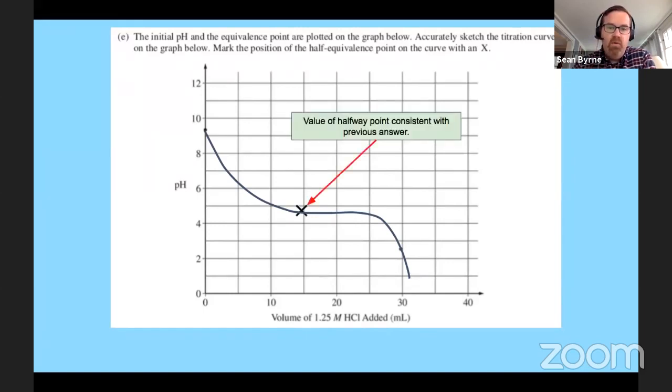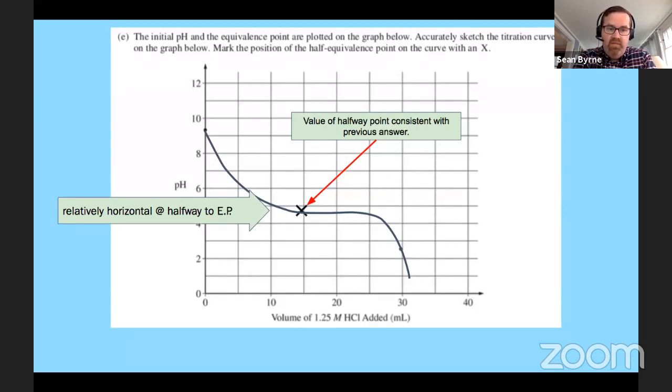And what I'm looking for is a halfway point that is consistent with whatever my answer was previously. So the scoring guidelines say you may have gotten part C wrong earlier on in this problem, but as long as your curve is consistent with that, you're going to get the point for being able to sketch the curve. Okay, so we would never double ding you for making a mistake here. So this is consistent with our answer that we had before.